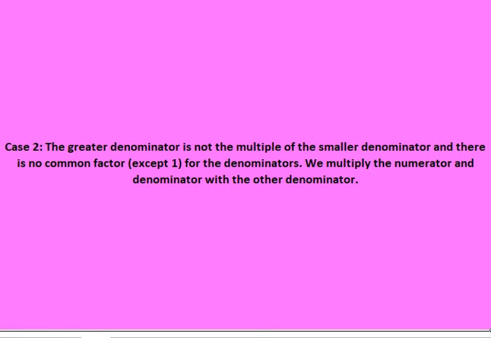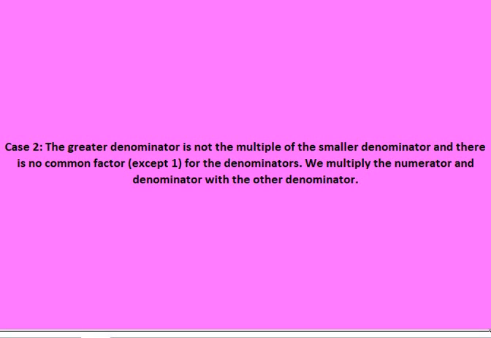Case number 2 is that the greater denominator is not a multiple of the smaller denominator, and there is no common factor for the denominators, except only 1. So what we need to do is multiply the numerator and denominator of each fraction by the other denominator. Now, let me just show you with examples. I hope you can see it.